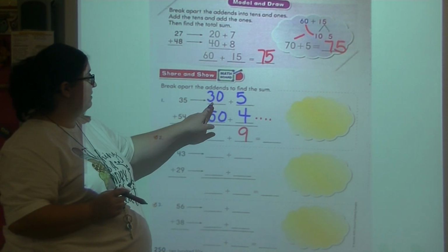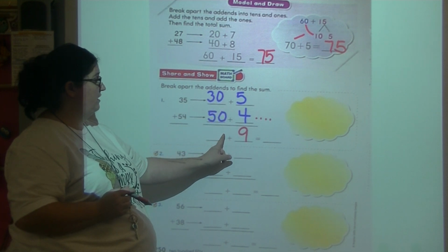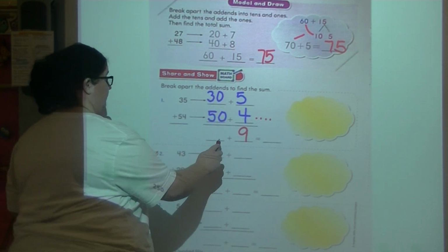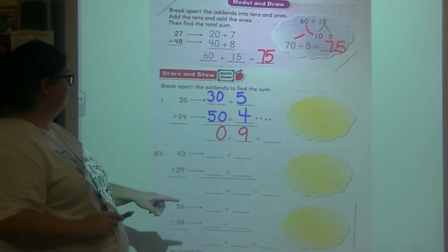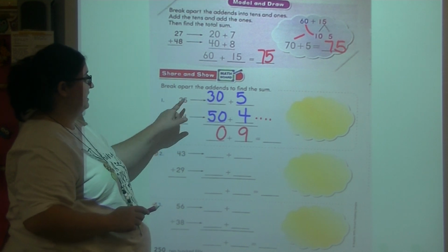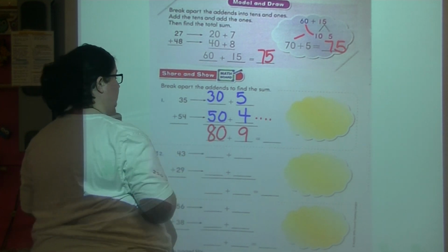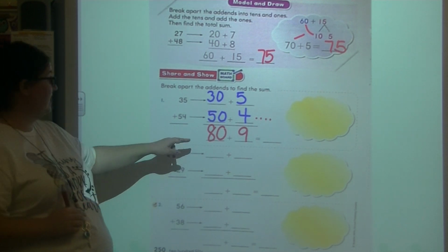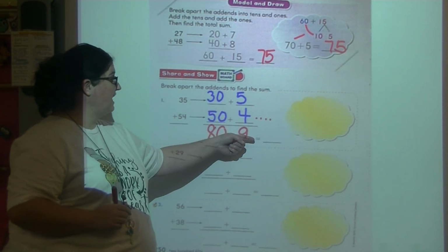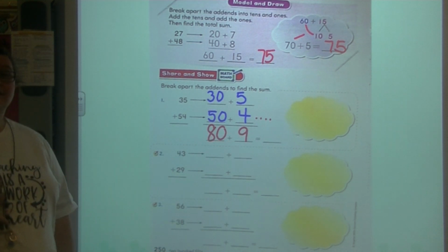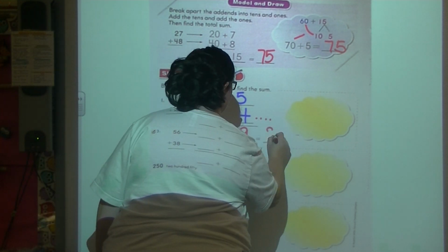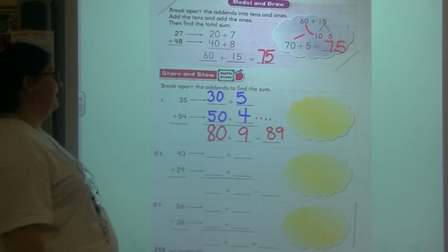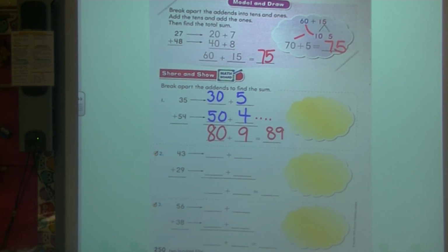All right, the next one, 30 plus 50. 0 plus 0 equals 0. 3 plus 5, 5, 6, 7, 8. 80. Now let's add it together. 80 plus 9 equals 89. What's our answer? 89. 89 is the answer. So 35 plus 54 equals 89.